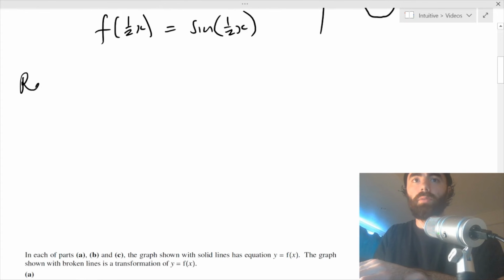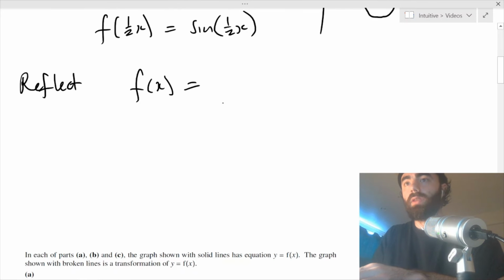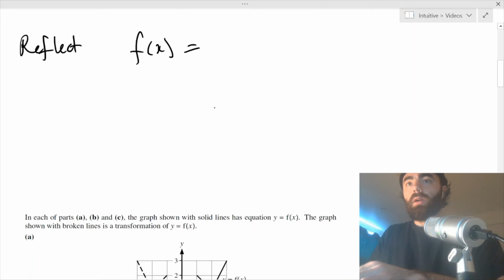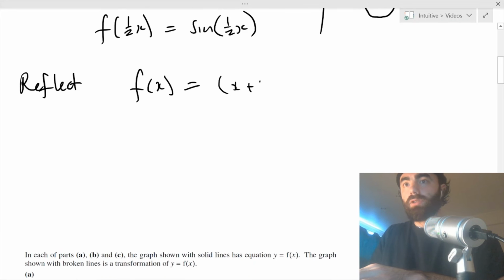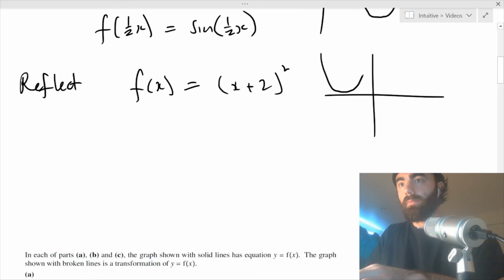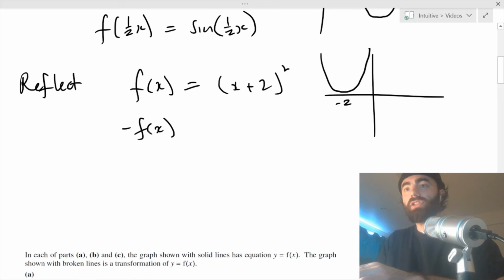And then one more thing we can do is we can reflect. So we have f of x, let's say, equals x plus 2 squared. So that's going to be here, like this. So this will be at -2. Well, what is minus f of x? Well, this is just changing all of our y. It's flipping it in the y direction.